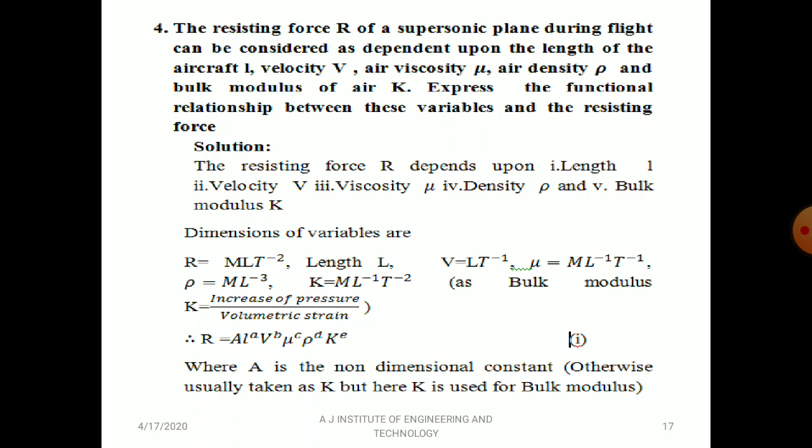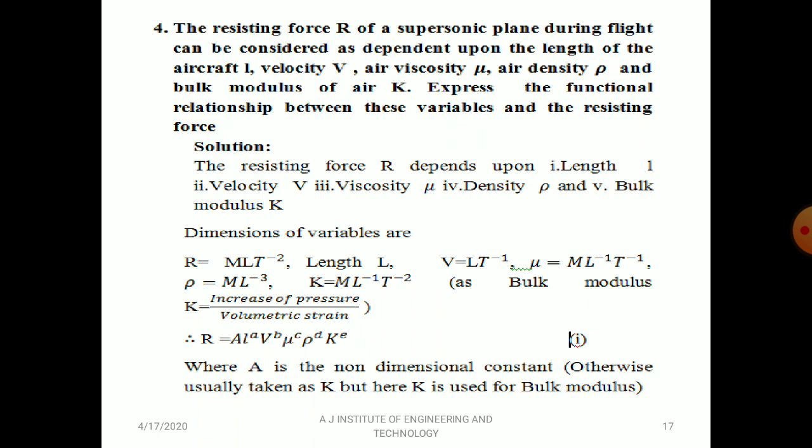So this problem is related to a supersonic plane. There is a resistance force R. R is dependent upon the length of the aircraft, velocity, viscosity, density and bulk modulus. So here R is the dependent variable, whereas length, velocity, viscosity, density and bulk modulus are independent parameters or variables. First I have to know the units of these dimensions.